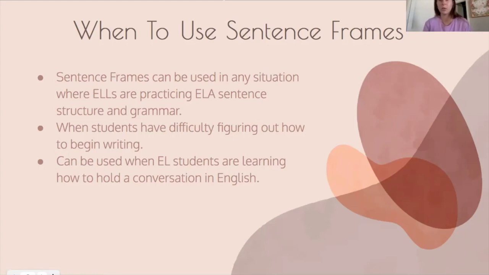It can be used with students that aren't English learners. It can be used as young as kindergarten up to high school. It can be used in any scenario, but it does best support English learners.